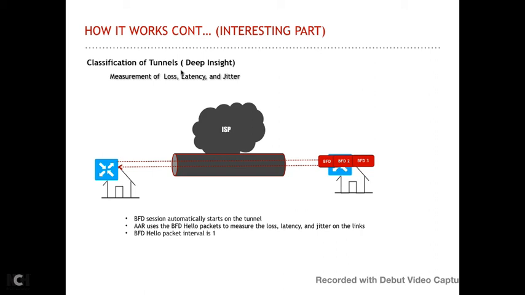What happens is, we have done the measurement now. So you have collected the measurement of the health of your transport, that is, how healthy your transport link is. How? With the help of BFD packets, which are flowing between your devices every 1 second.